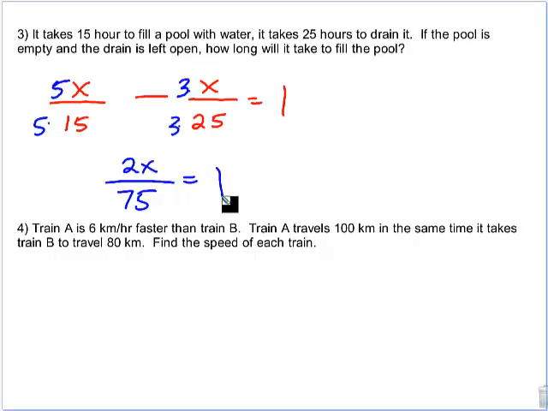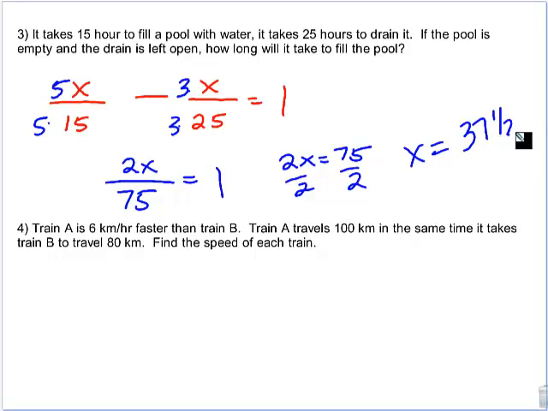Now how would I solve this for x? Times by 75, so 2x is equal to 75. Divide by 2. So what's our x here? 37 and a half hours.